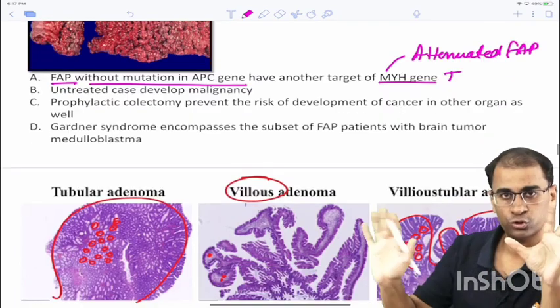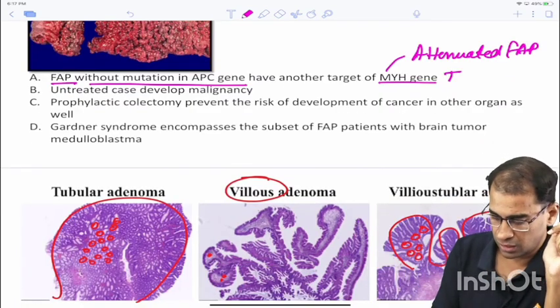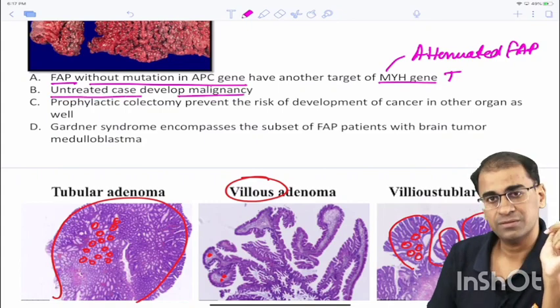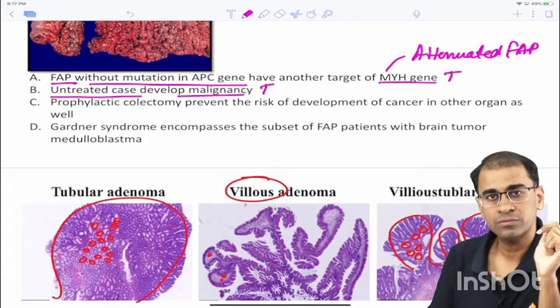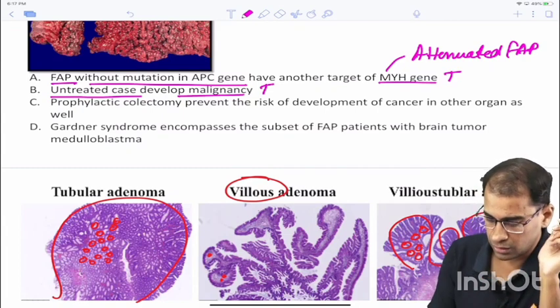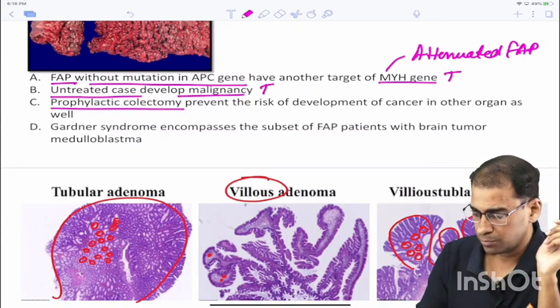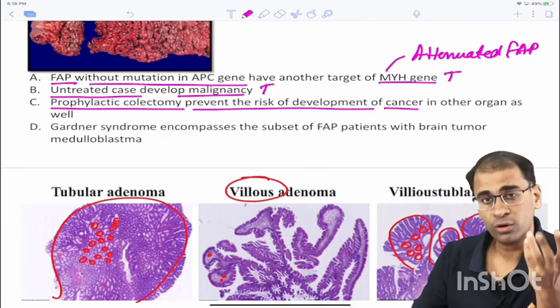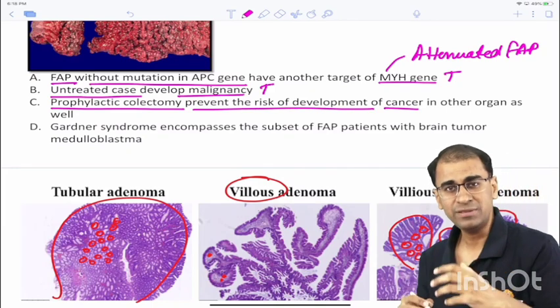Attenuated FAP. True. Clear? Second, untreated case develops malignancy. Definitely true. What is the treatment? Colectomy. Okay? Third, prophylactic colectomy prevents the risk of development of cancer in other organs as well. Definitely yes. What happens is a unique thing.